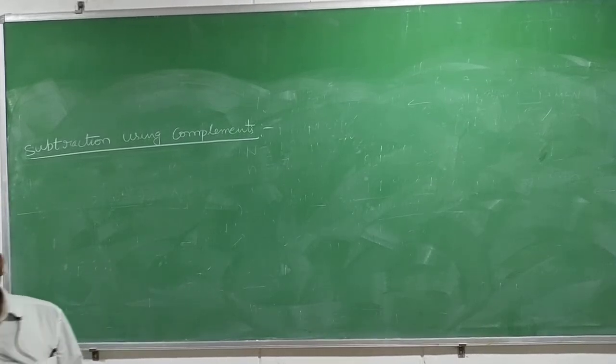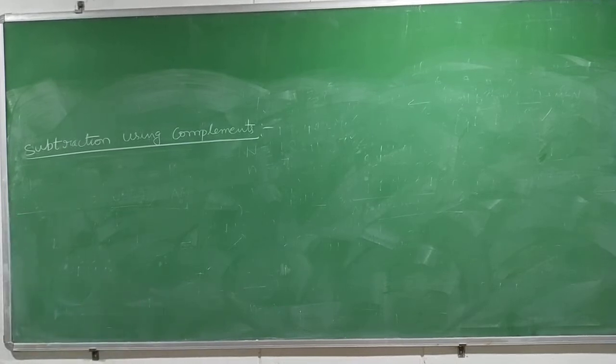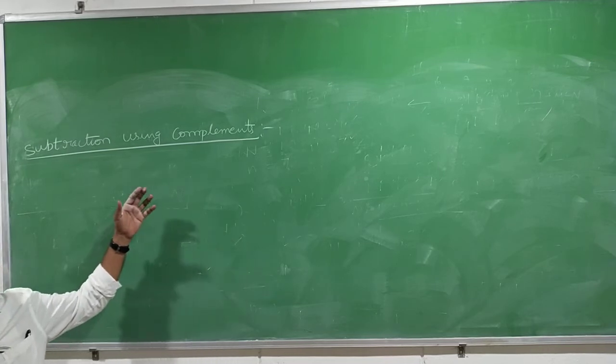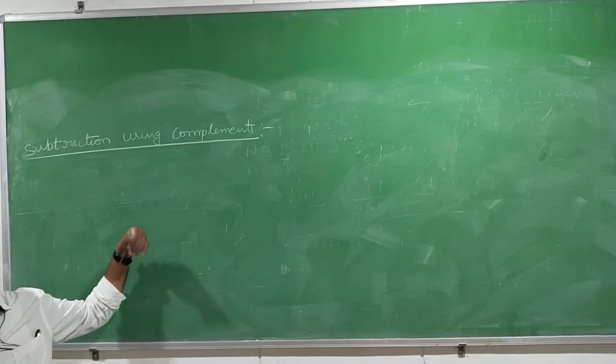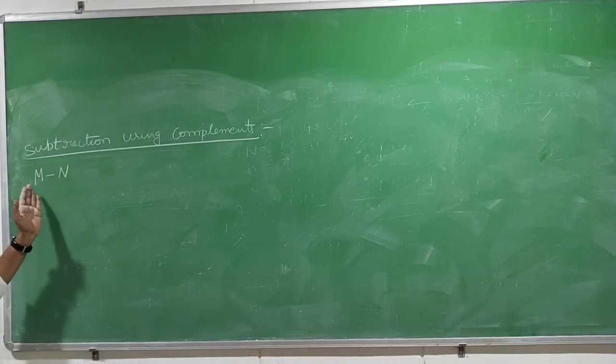Now we will see the use of complements in subtraction. I told you previously that we are learning the complements to make the subtraction process easy. So here you have m minus n. That means the given numbers are m and n, and you want to subtract n from m.